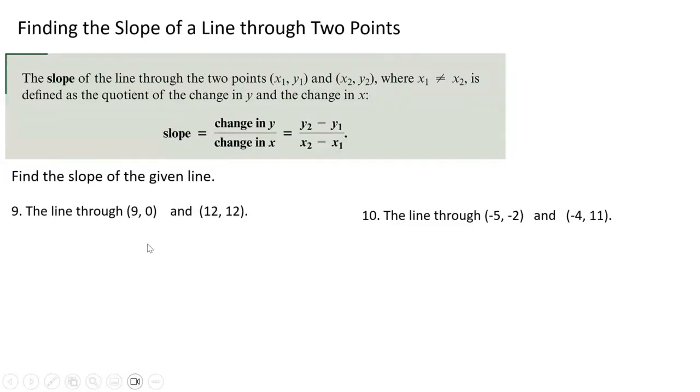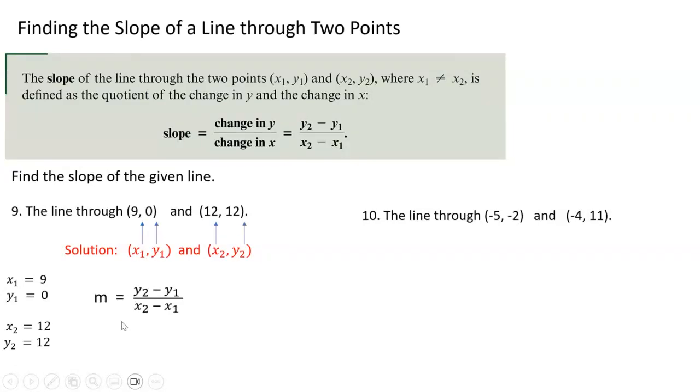So here we have (9, 0) and (12, 12) as my 2 points. Then we can say that my x1 will be 9, my y1 will be 0, my x2 will be 12, and my y2 will be 12. All right. So let's plug them into the formula. My y2 will be 12, my y1 is 0, my x2 is 12, and my x1 is 9. So 12 minus 0 over 12 minus 9 gives us 12 over 3. So the answer will just be 4. My slope is 4.